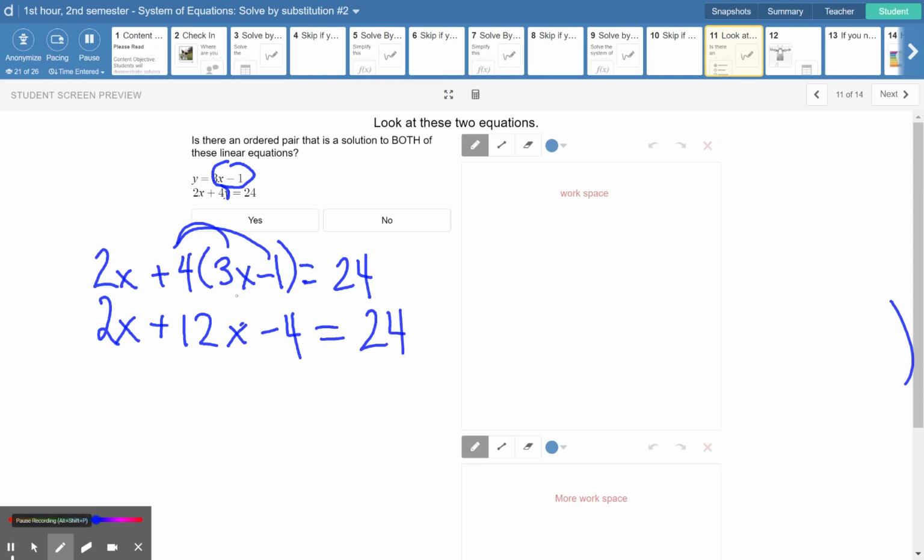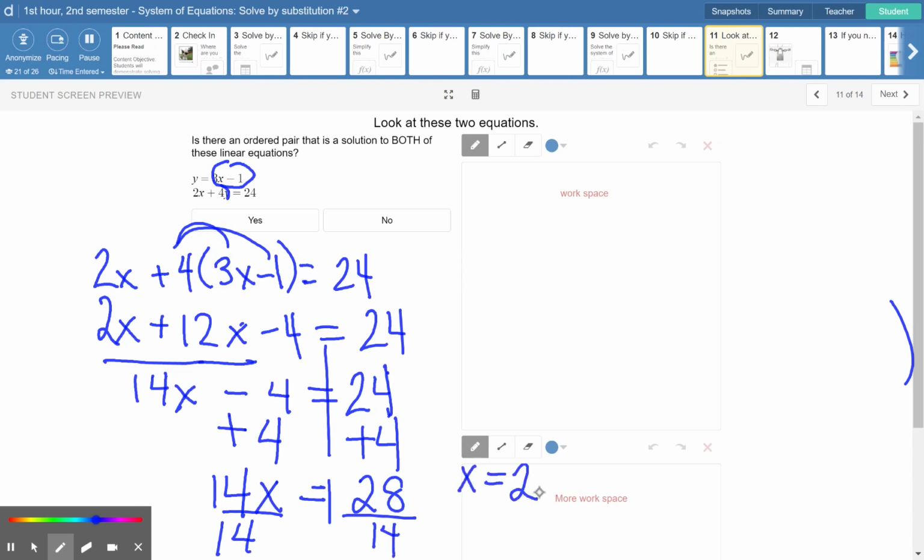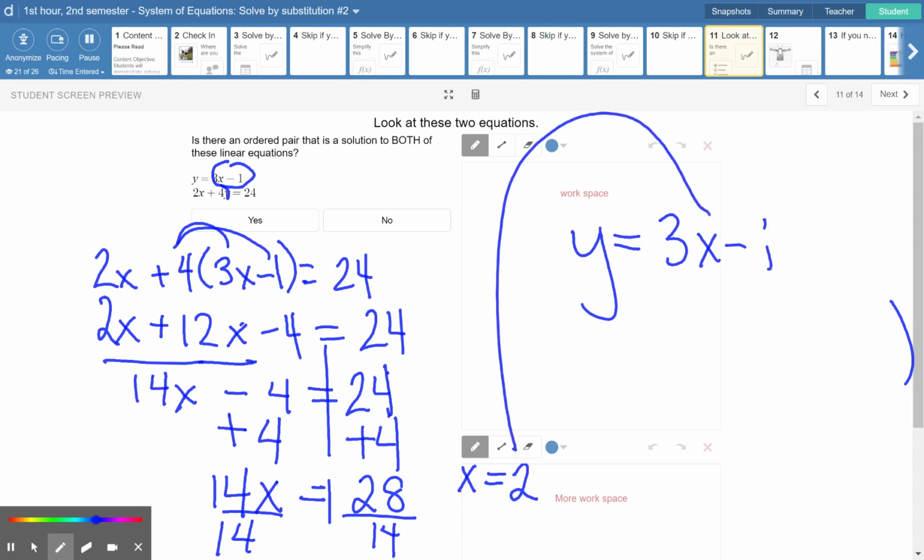We're going to combine like terms. So 2x plus 12x gives us 14x. Minus 4 equals 24. Now we're going to add 4 on both sides. And now it becomes a one-step. 14x equals 28. We have to divide by 14. Divide by 14. We're going to get x equals 2. Now we want to plug that into the easier equation. In this case, it's y equals 3x minus 1. That 2 is going to replace the x value. And then we're going to simplify. So y is equal to 5.